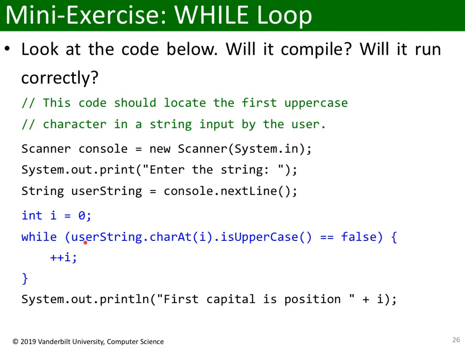So we have userString, which is a type String, and we're using the .charAt method, and we're getting the char at the index starting at 0 up until we find an uppercase letter. And then we're saying .isUppercase. Hopefully you realize that's bad. This method, so this is an object, and this is a method of that object.